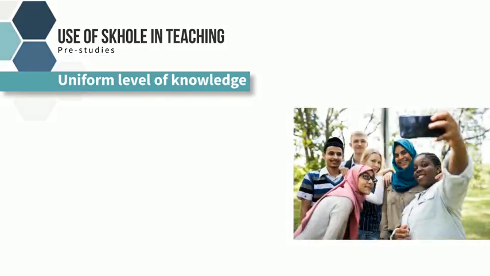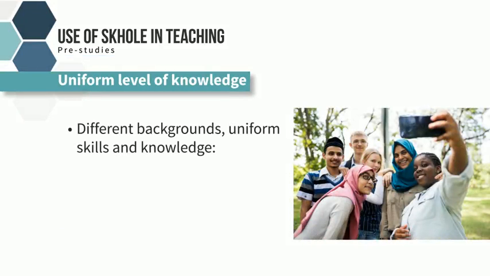Uniform level of knowledge. Students coming to a course have different backgrounds. One student may have gained experience of the subject matter at work, while another one may have slept through any previous lectures on the subject. Pre-studies or an initial test are ways of helping students to start a course from the same line.